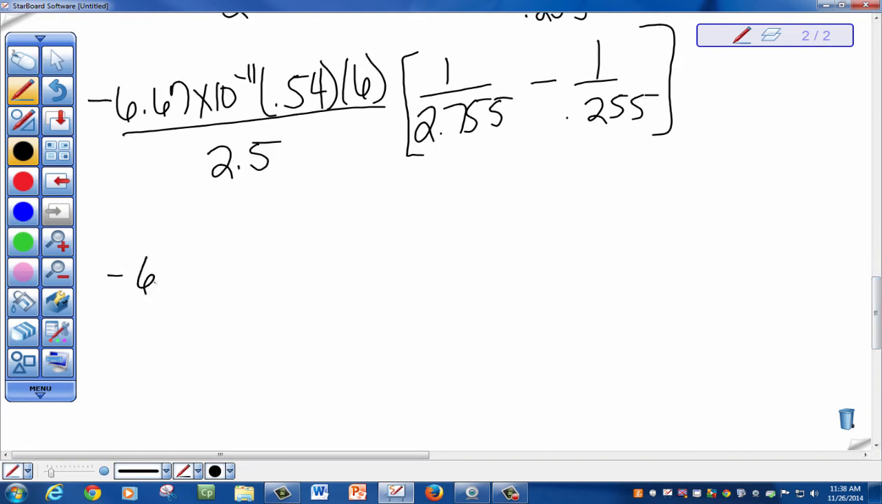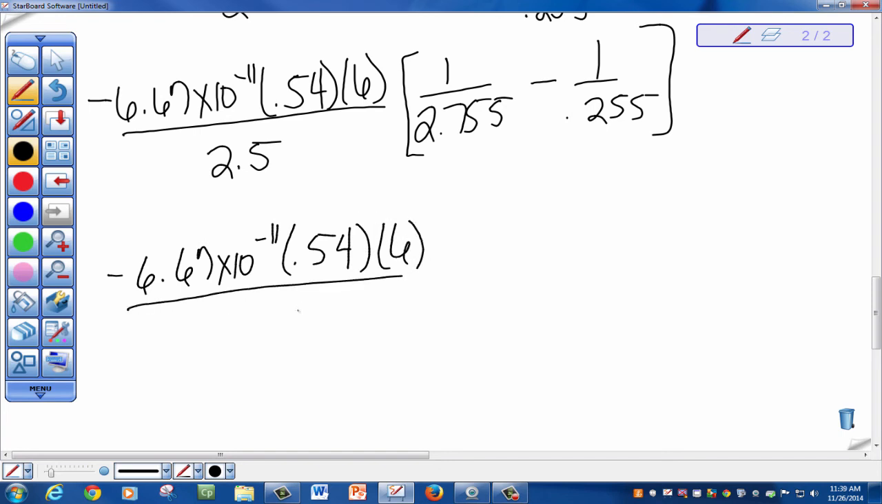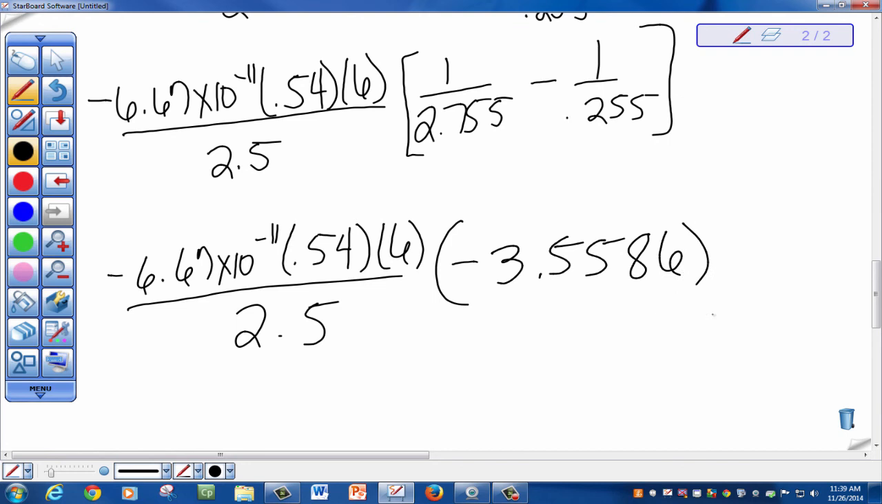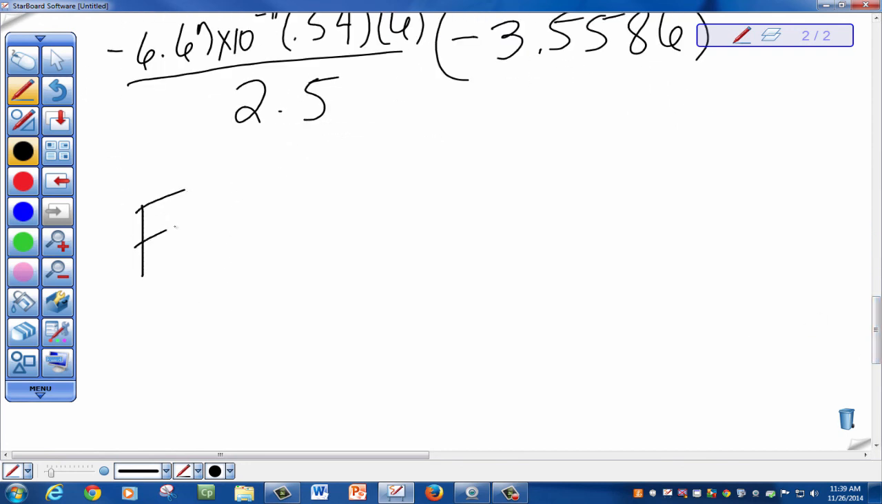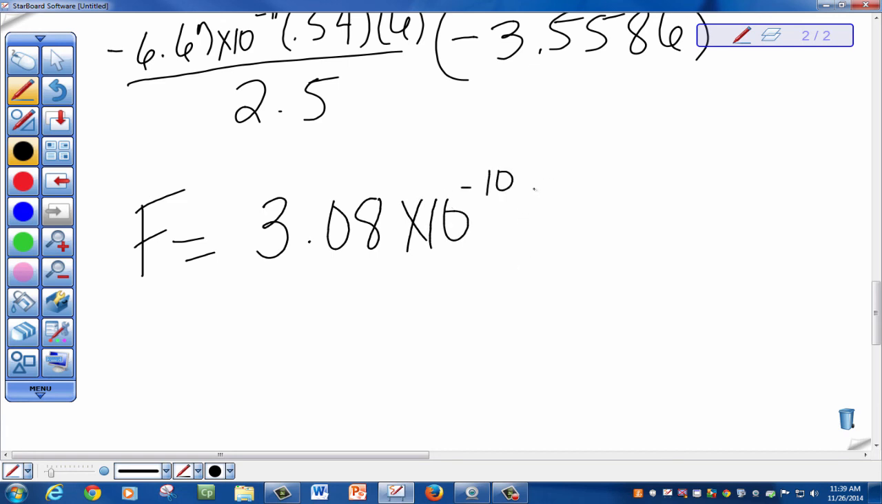So we get negative 6.67 times 10 to the negative 11 times 0.45 times 6 all over 2.5 times a negative 3.5586. So this gives me a grand total of 3.08 times 10 to the negative 10 newtons.